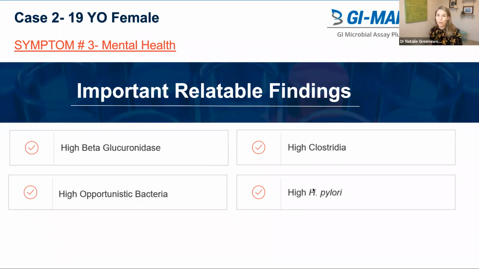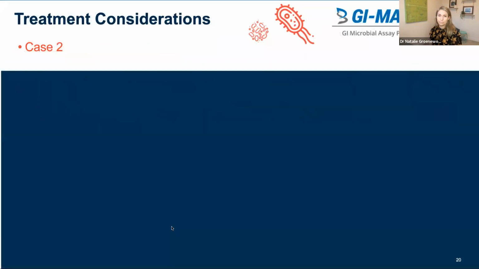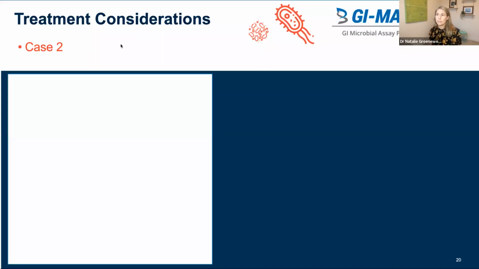And then the high H. pylori. So again, H. pylori causes a secondary hypochlorhydria. That's going to affect her ability to digest protein. If she can't digest protein, she's going to have a hard time getting amino acids that turn into neurotransmitters. So we do see a lot of mental health issues with elevated H. pylori infections and that secondary hypochlorhydria. So again, just trying to take it all into account with the overall picture. So this is what I did to treat this patient.